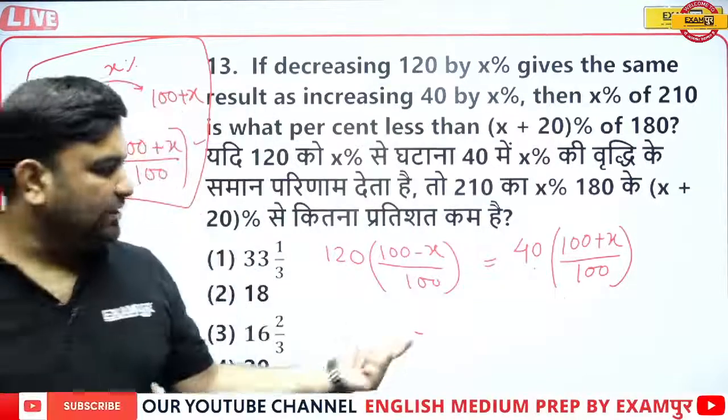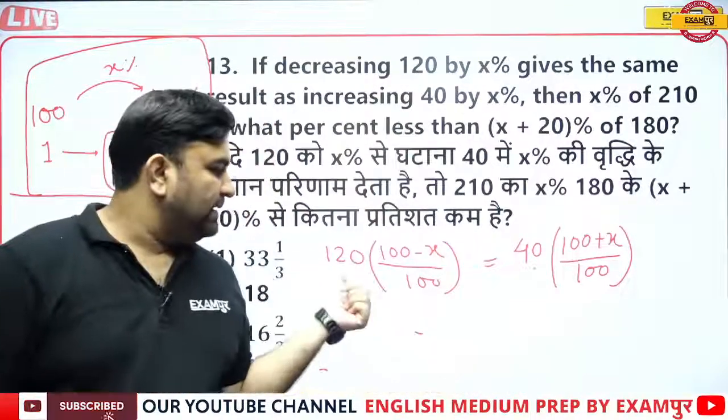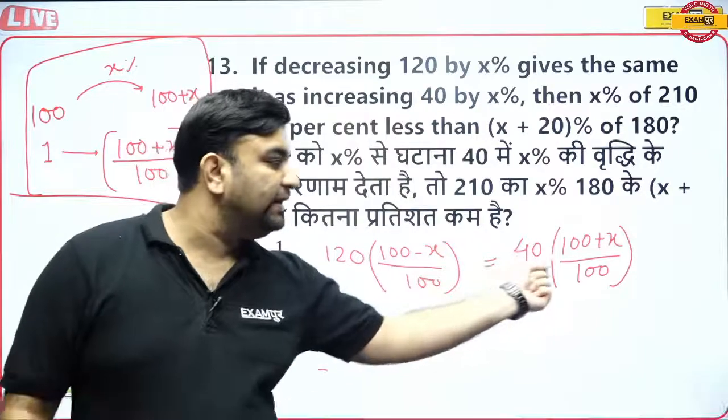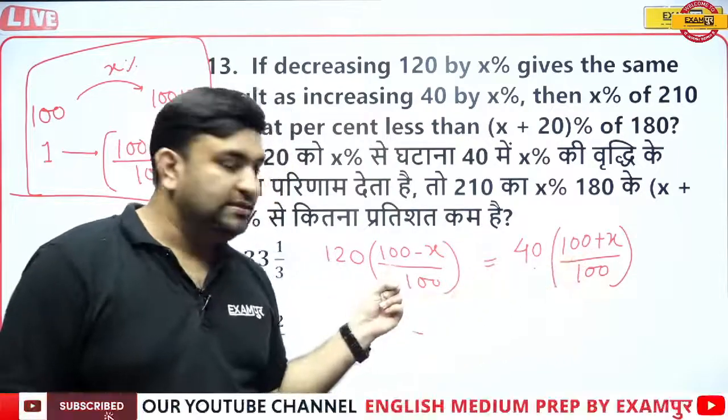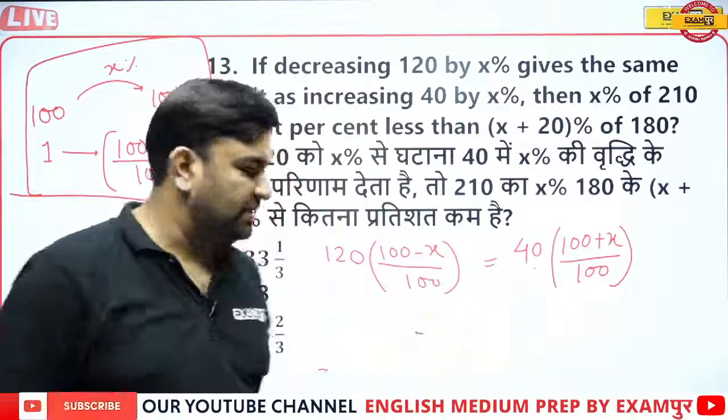Would you be able to write this equation directly now onwards? This is decreasing by x percent. This is increasing by x percent. Decreasing by x percent, increasing by x percent.